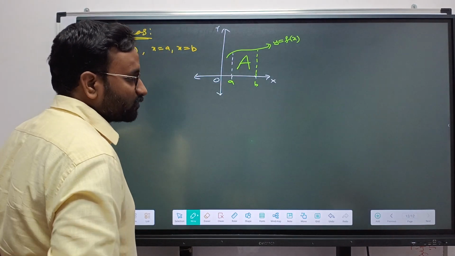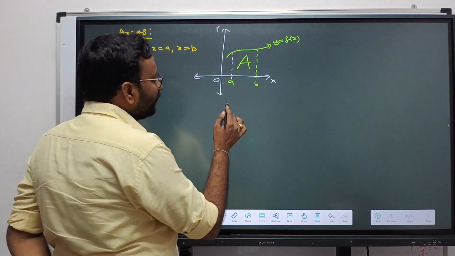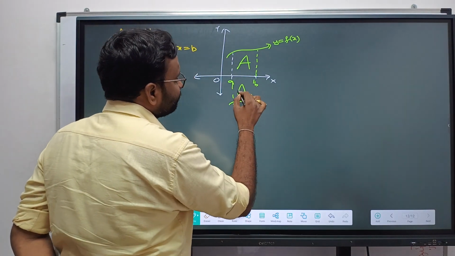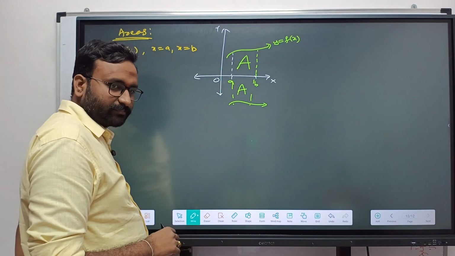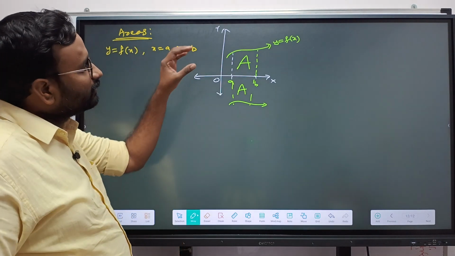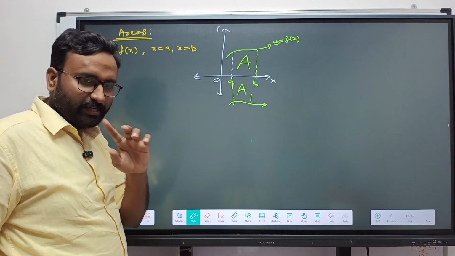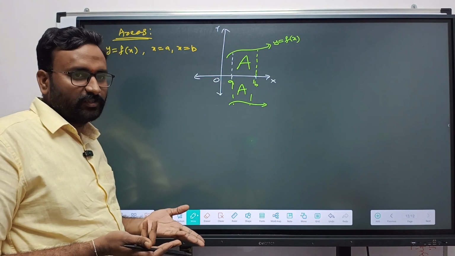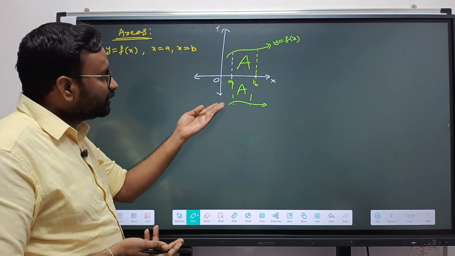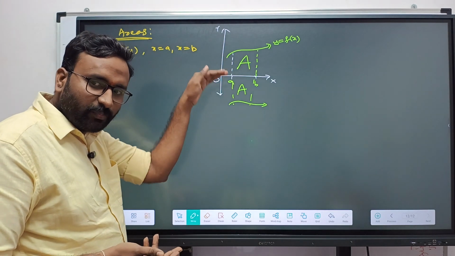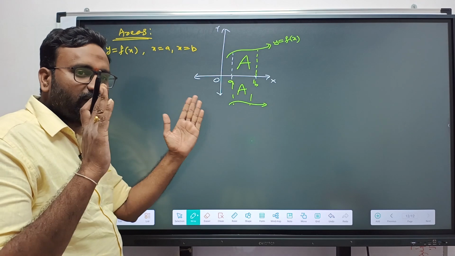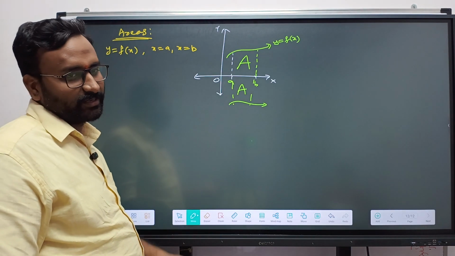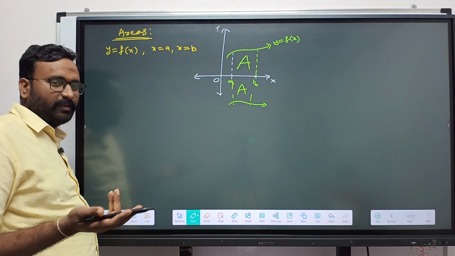Here this is in the first quadrant, right? It may be in the fourth quadrant, then this is the area. Depending on the curve position we can find the area, but area is always positive, not negative. So if it is showing in the negative part, we have to use mod, then you will get the positive value. Mod of -9 will be +9.